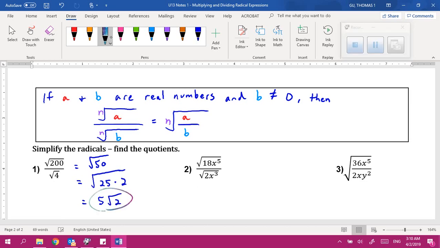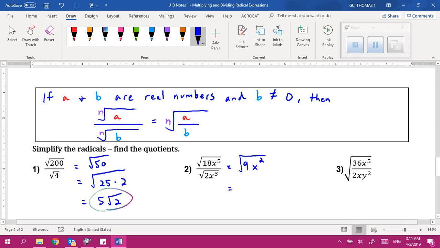Boom, there it is. Number 2, both, again, are square roots. That means I can divide. So what's 18 divided by 2? That's 9. What's x to the 5th divided by x to the 3rd? When you're dividing variables, you just subtract the exponent. So 5 minus 3 leaves me with x squared.